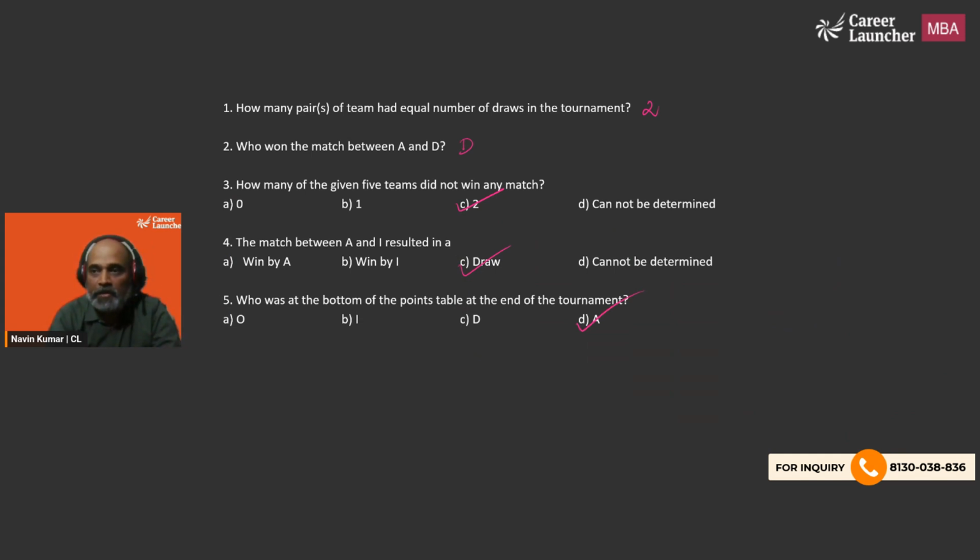So again, if you have no idea about the basics of games and tournaments or round robin, this may be a little cumbersome, or moderate level, or maybe difficult level for you. But this is basically somewhere between easy to moderate.